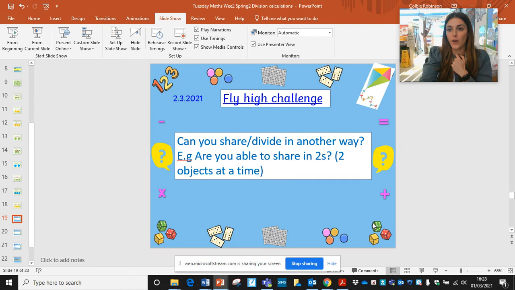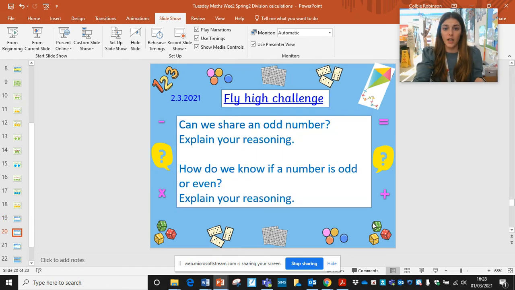So then your fly high is the same sorts of questions as yesterday because it's very practical. So can you share or divide in another way? So if you look at your numbers, can you recognise any of those patterns? So you can always share 2 in a group at a time. So like with the 8 divided by 2, I could have done 2, 2, 2, 2. Like that.